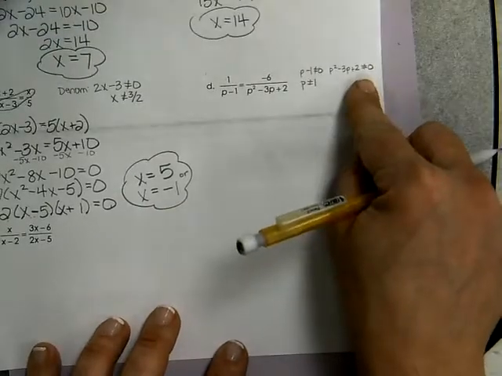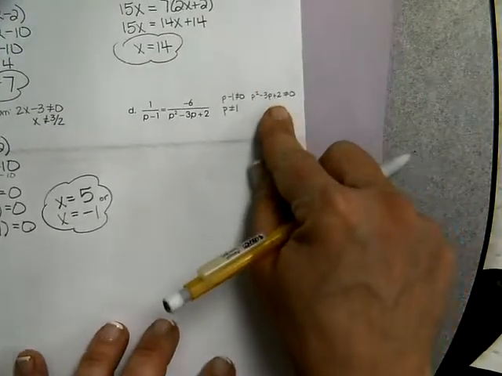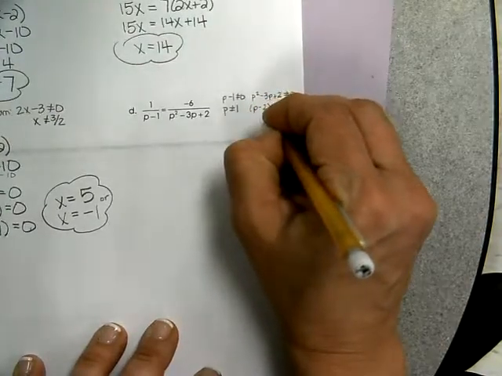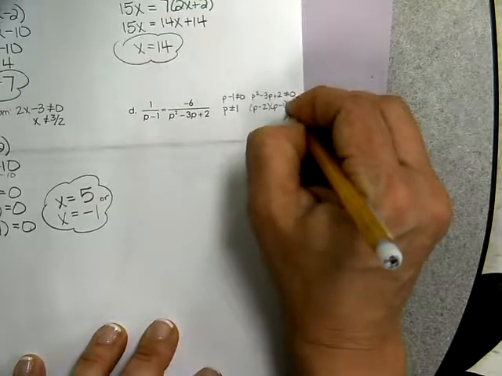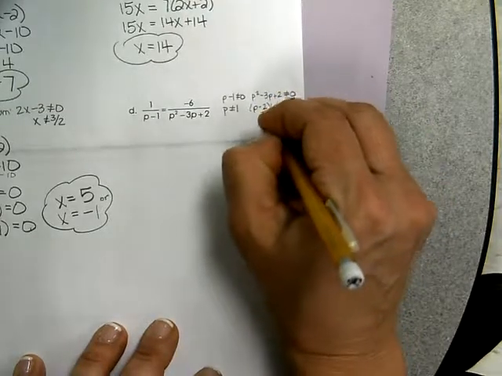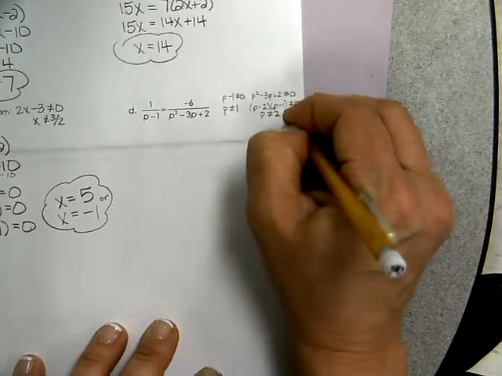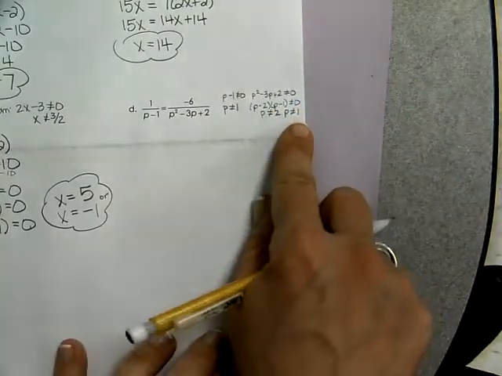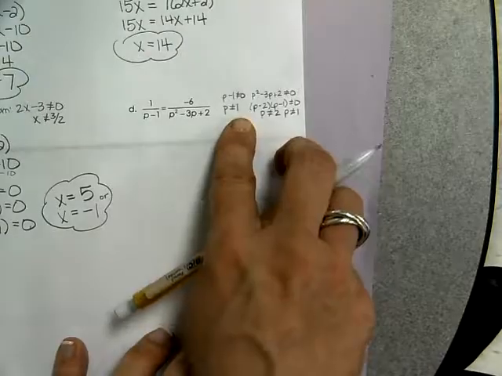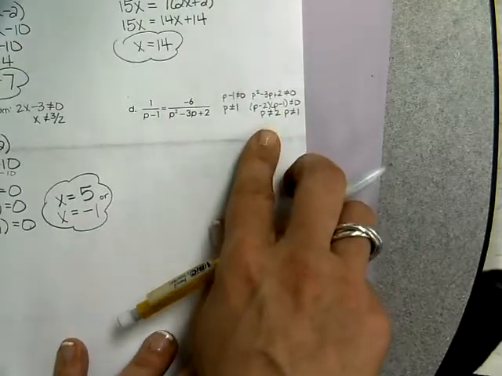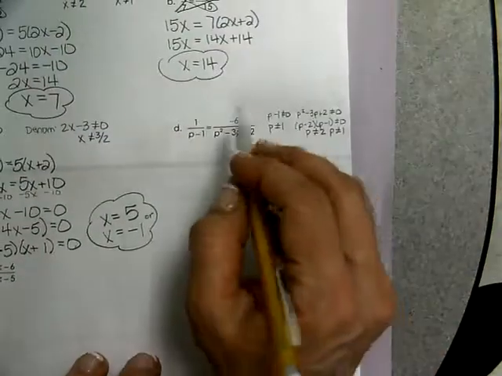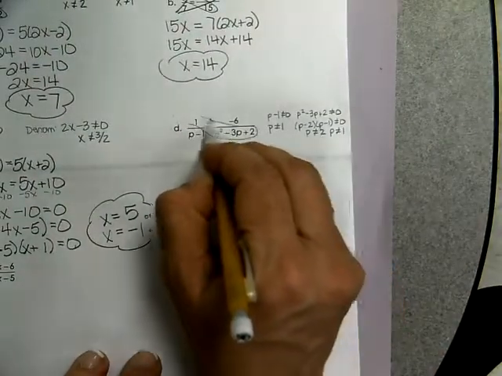So that means to find the restrictions for something like this, I would just factor: p minus 2, p minus 1 does not equal 0. So here p cannot be 2, and once again p cannot be 1. So our restrictions here tell us that p cannot be 1 or 2. As long as we don't get 1 or 2, our solutions are good. So let's actually proceed with cross multiplying.